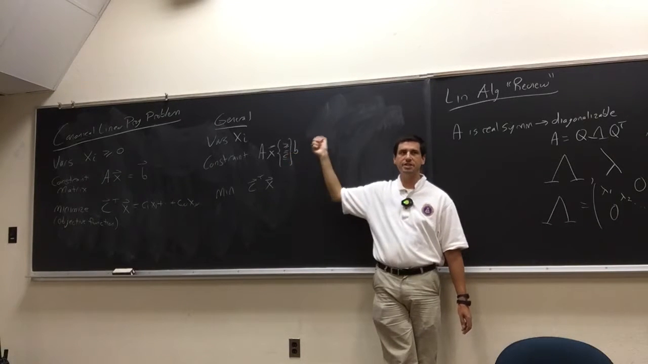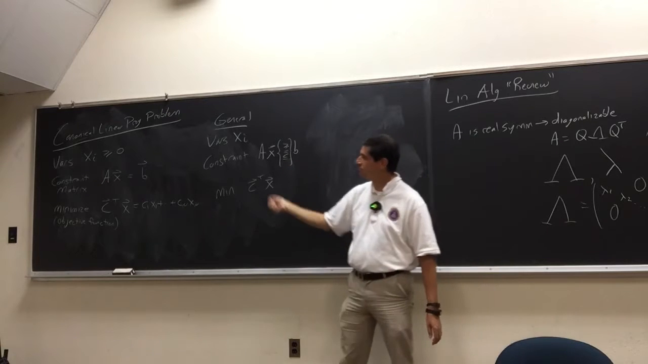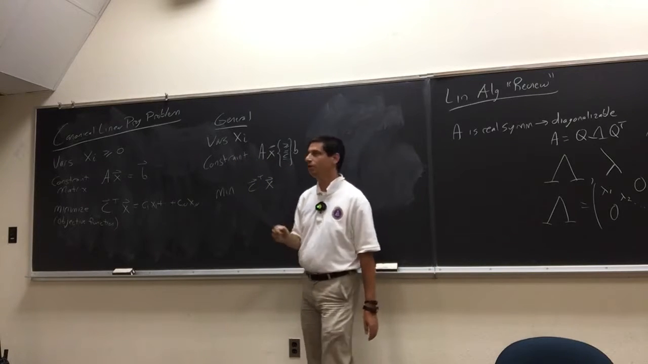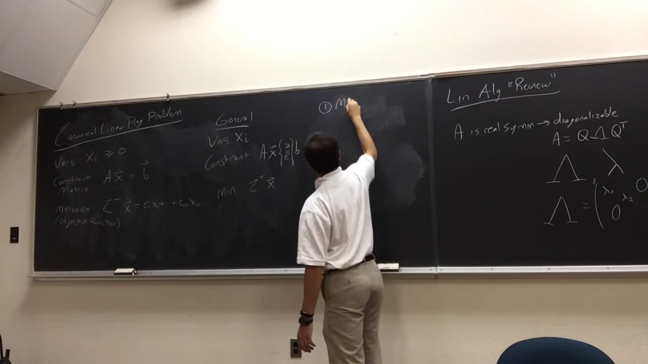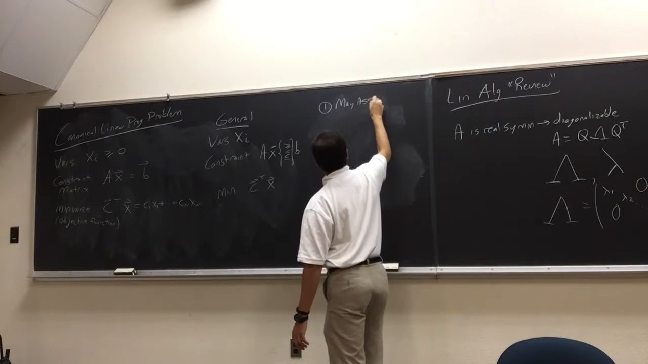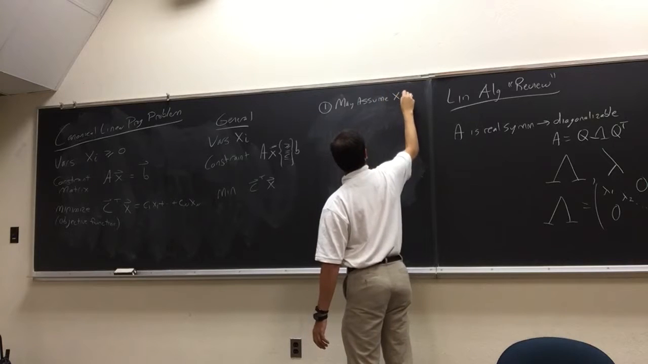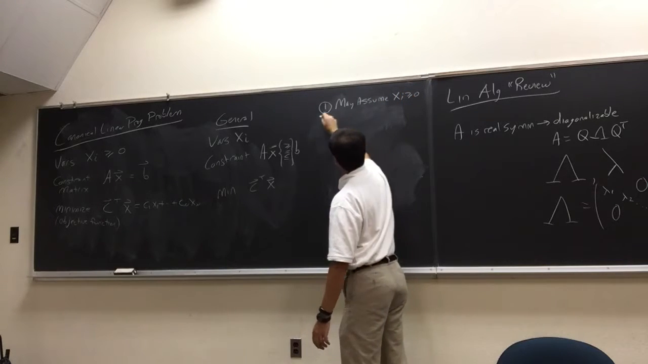And I want to show that instead of considering the general form, it suffices to just consider this special form. So let's do, so we may assume x_i is greater than or equal to 0.